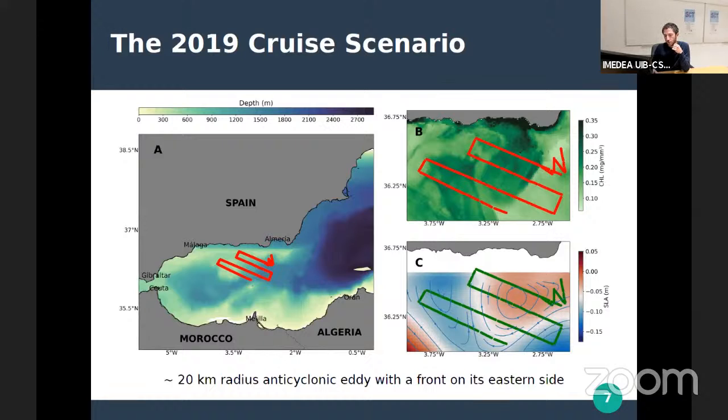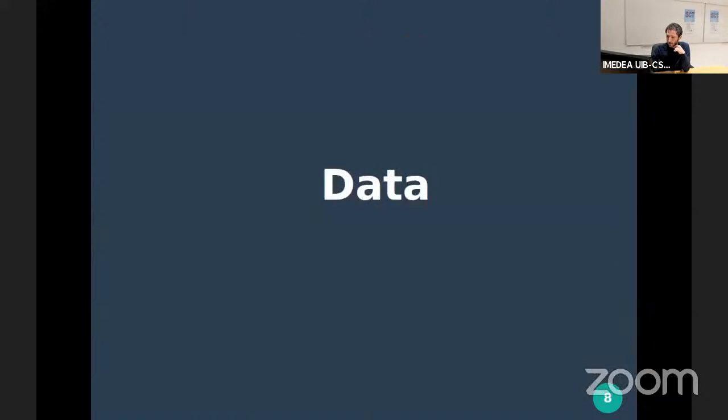So this is what I'm going to talk about. And the radius of this eddy is 20 kilometers, as you see.